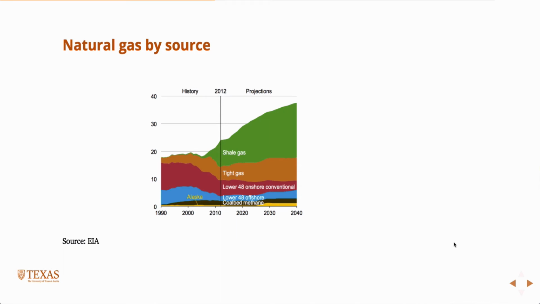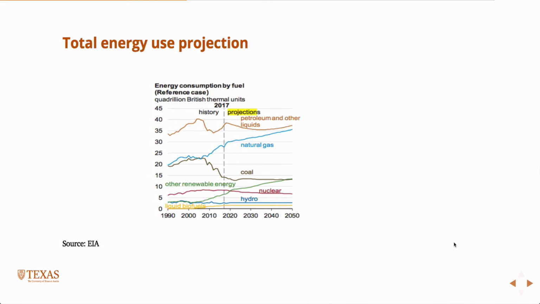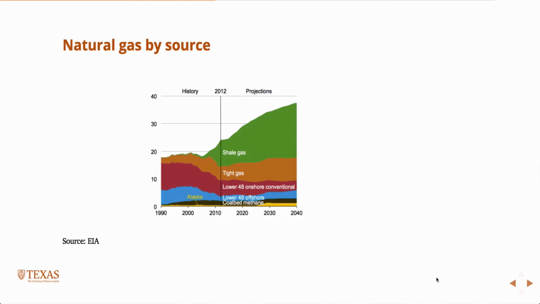This is a little bit older, but if you look, natural gas is projected to increase substantially, right? If you look at the breakdown of gas, where's that increase going to come from? Well, it's going to come from shale and other tight gas resources, which again are brought into production with hydraulic fracturing and horizontal drilling, right?